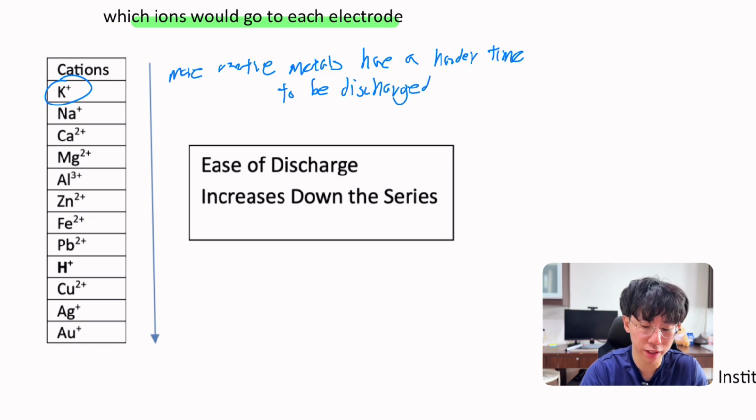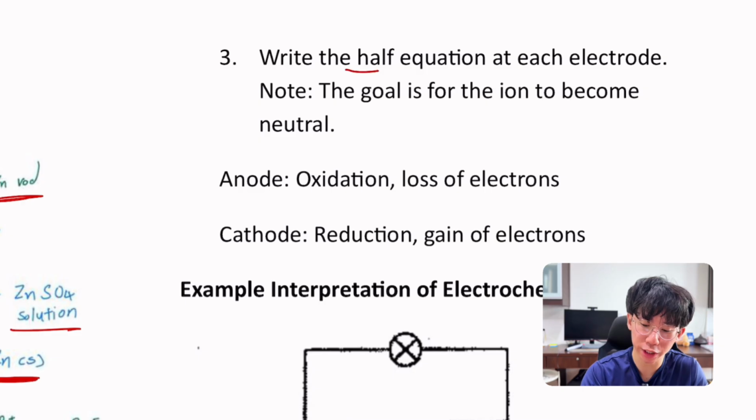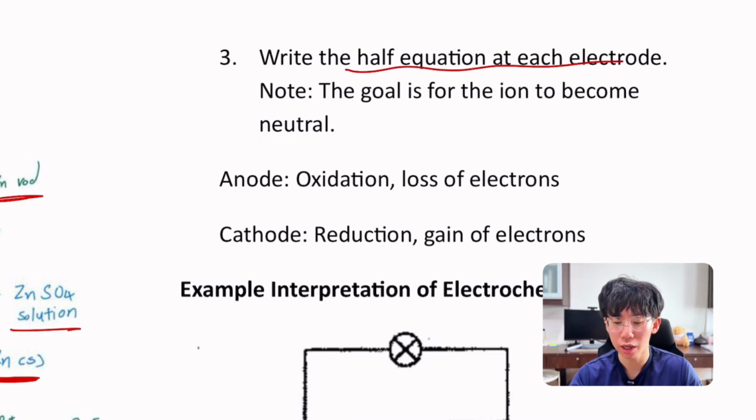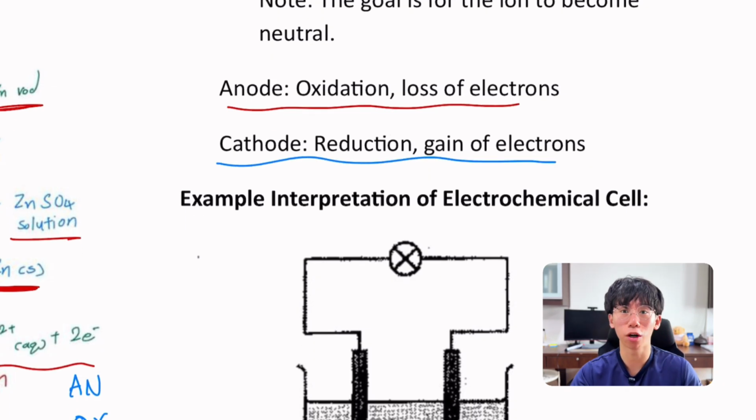So if you memorize your reactivity series already, you don't really need to memorize this electrochemical series as well. Next, once you have identified which ions go to which electrode, you can then write the half equations at each of these electrodes. Remember, the goal is for the ion to become neutral, usually in a discharging reaction. So at the anode is where oxidation occurs and there is a loss of electrons. At the cathode is where reduction happens and there is a gain of electrons.